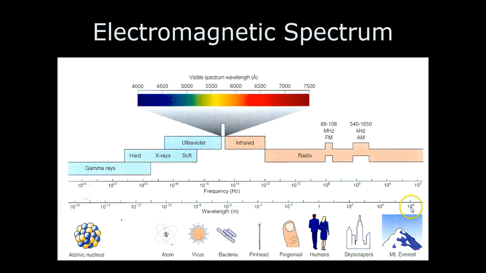On the right, 10 to the 6th meters. Amazing, right? I mean, 10 to the minus 16 is smaller than a nucleus. 10 to the 6th is bigger than a mountain. So, there's quite a range for the wavelengths of the different types of light.